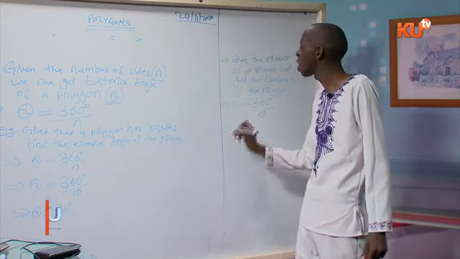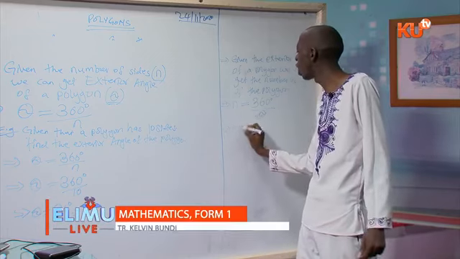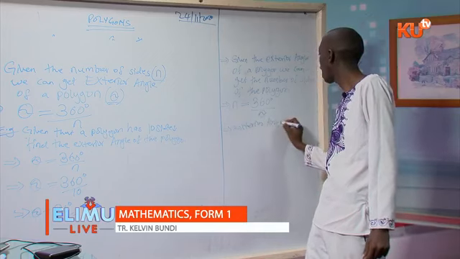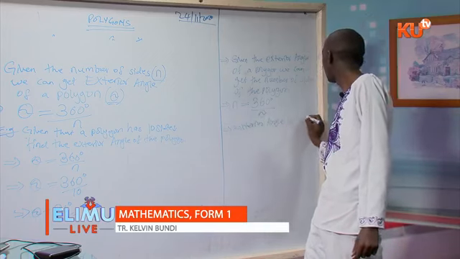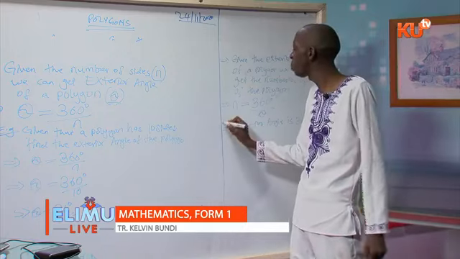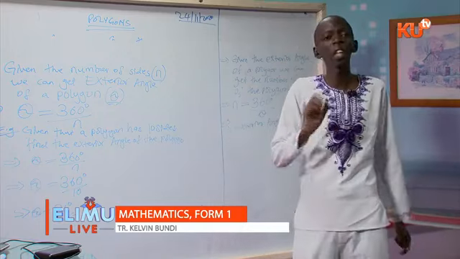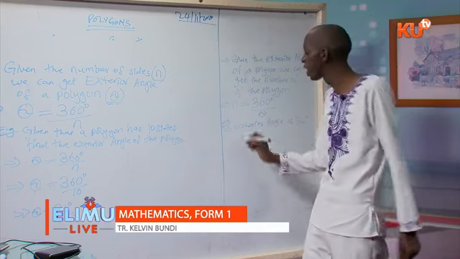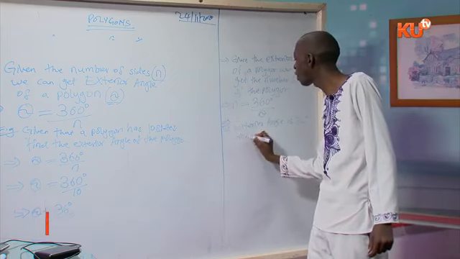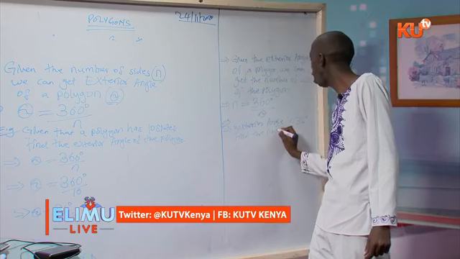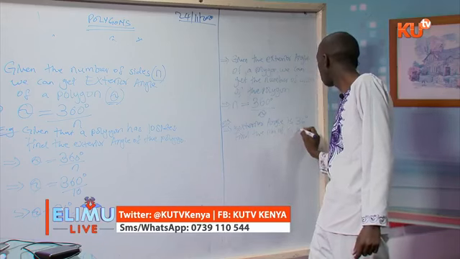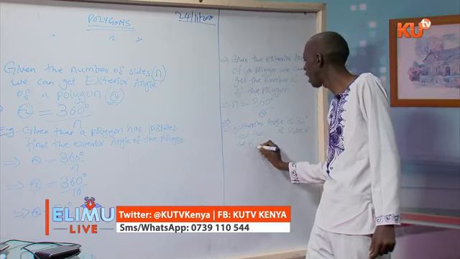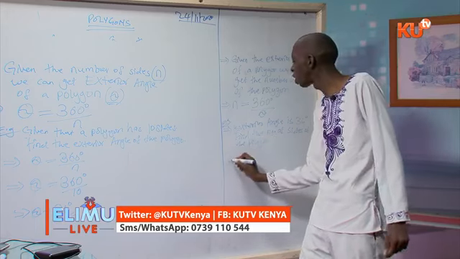For instance, if the exterior angle is 36 degrees, this is an example. Given that the exterior angle of the polygon is 36 degrees, find the number of sides of the polygon.